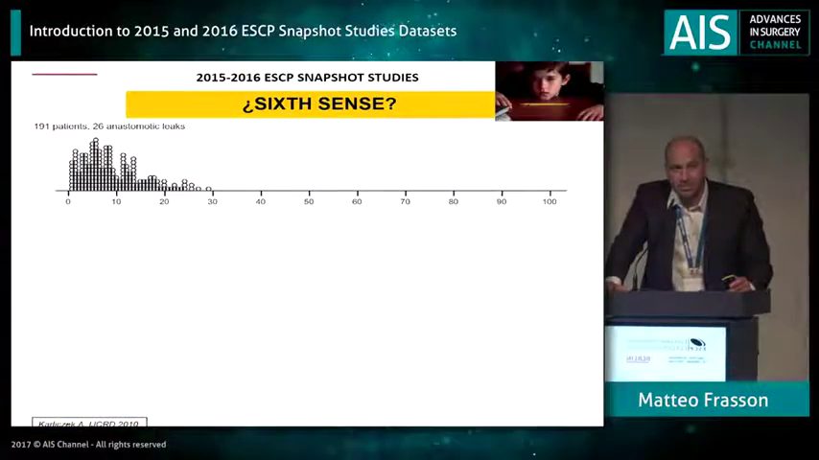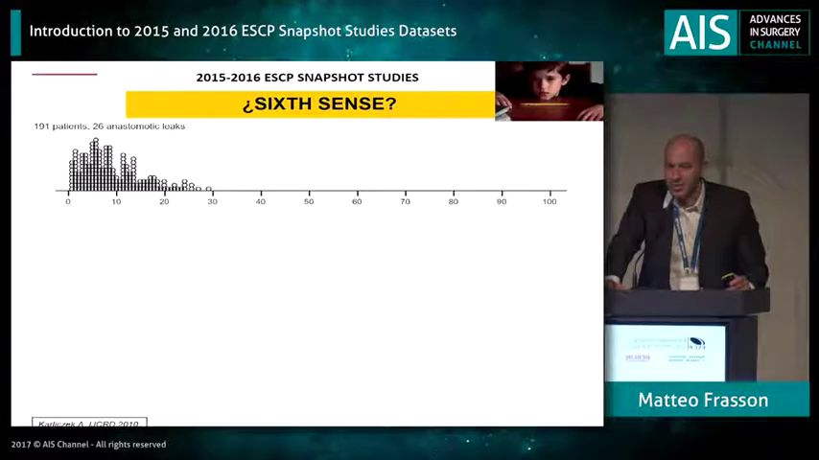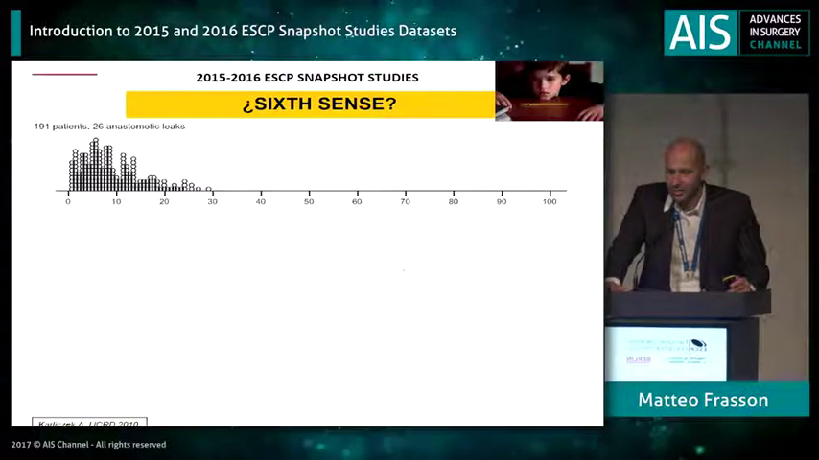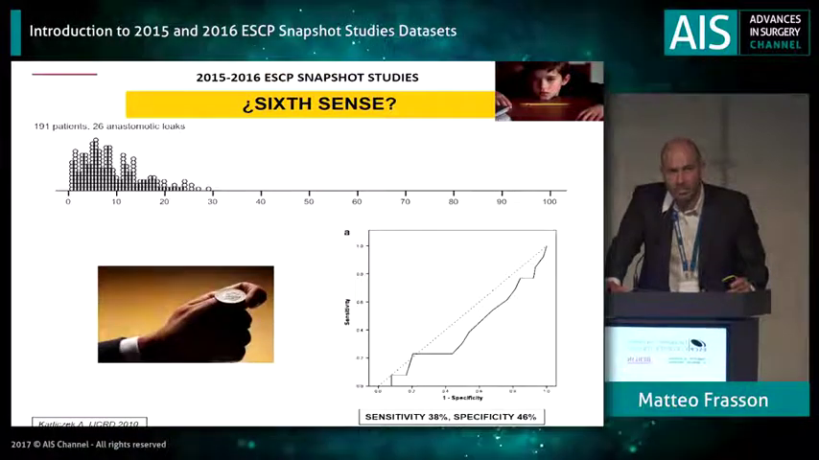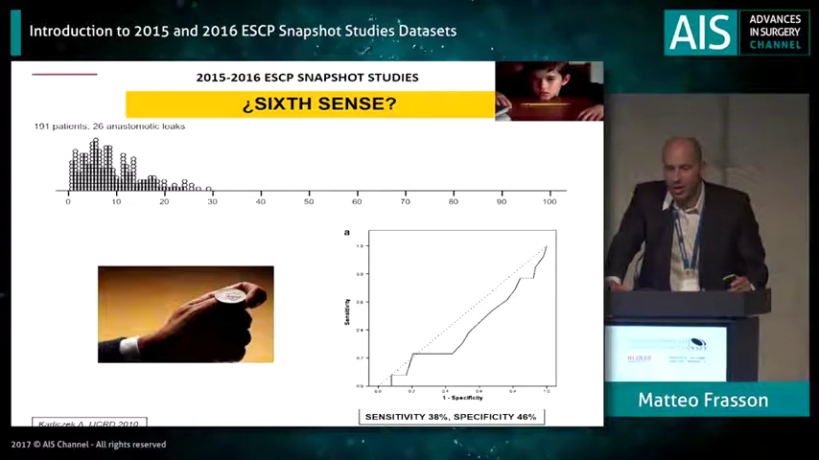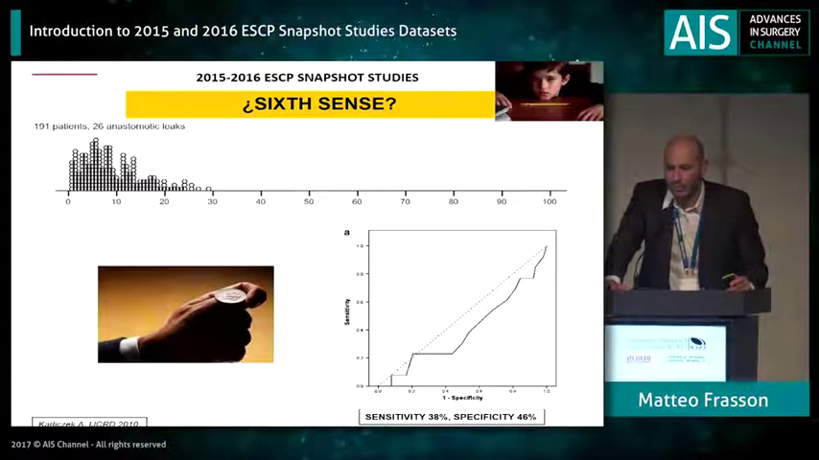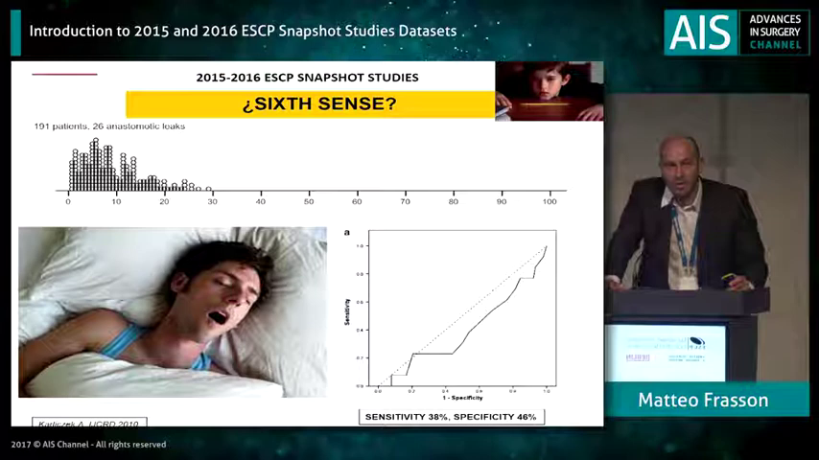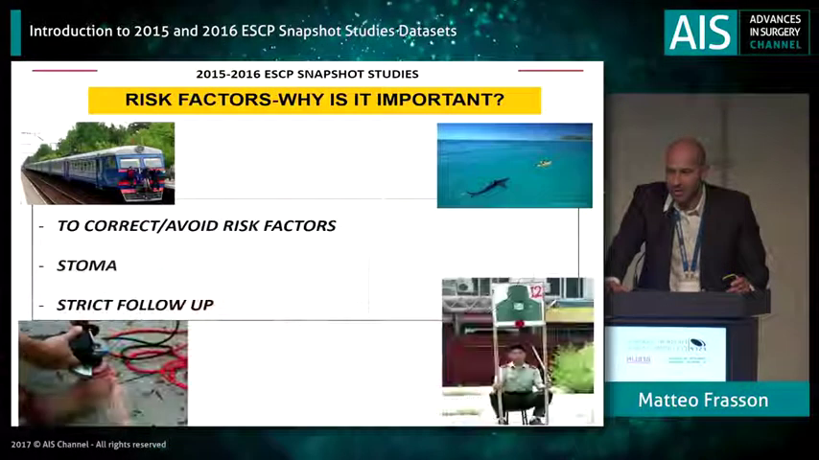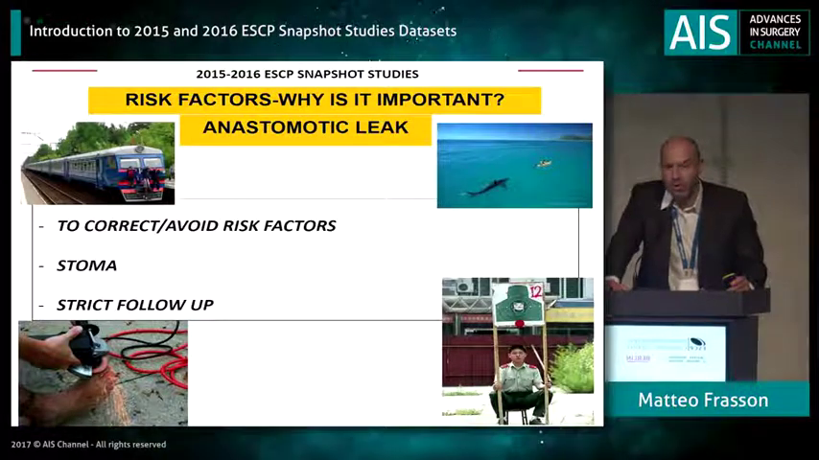So there are some colleagues that study this sixth sense feeling, and the good news is that it doesn't work. So when the surgeon thinks he's going to have an anastomotic leak, that's not true. It's like a flip a coin. So our colleague can sleep quiet and have sweet dreams. But we're still at the same point.